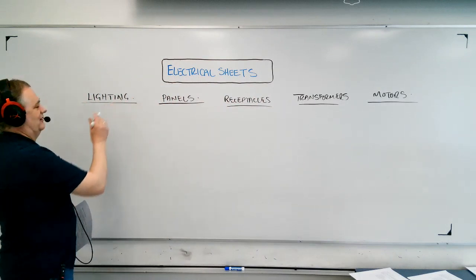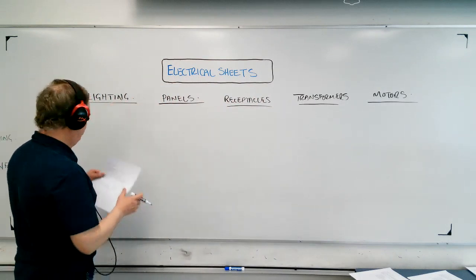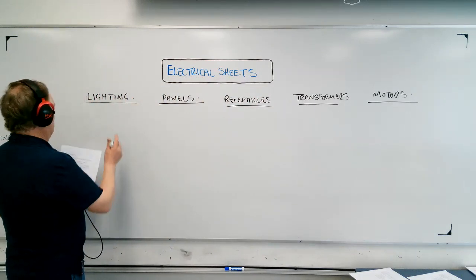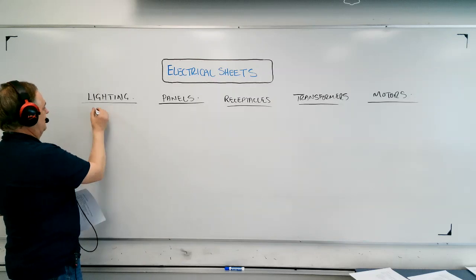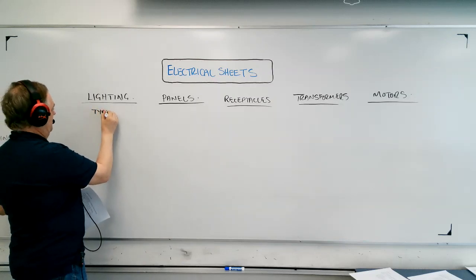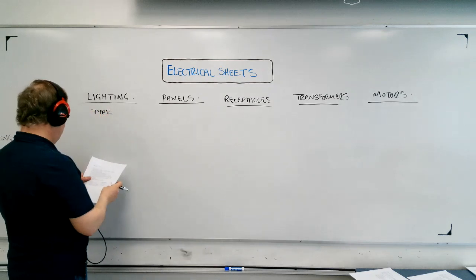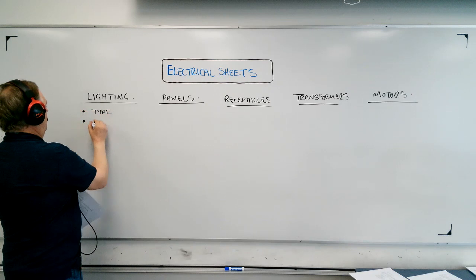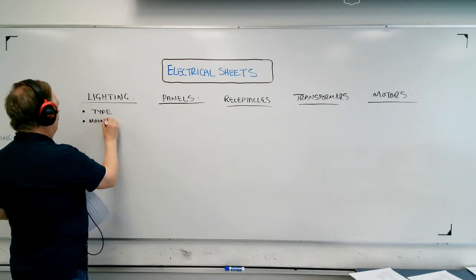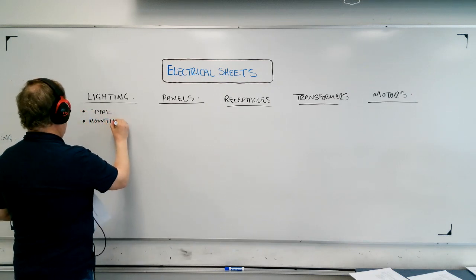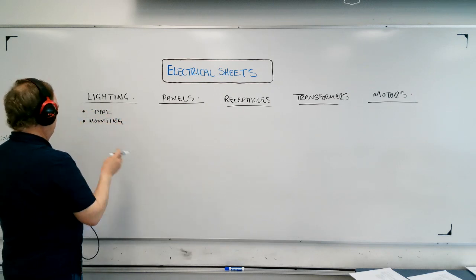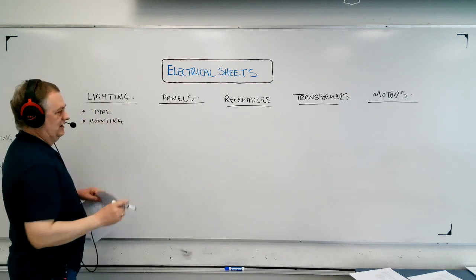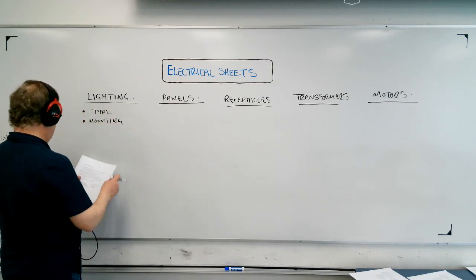Some form of this is included in almost every set of plans, and so there's plenty of information that is necessary. So we typically have the type. Okay, what type of fixture is it? And so that's going to be one of the key points. What is its mounting style? Is it flush? Is it ceiling? Is it surface? Is it outdoor, indoor? What is the mounting, basically the mounting style.